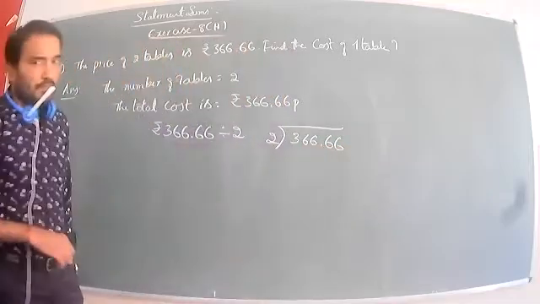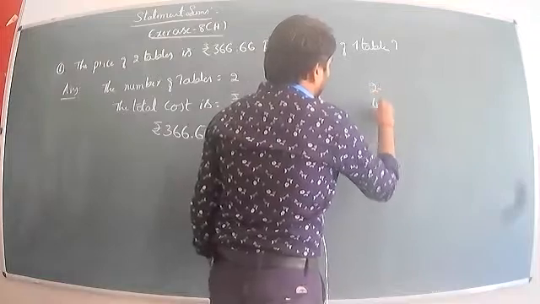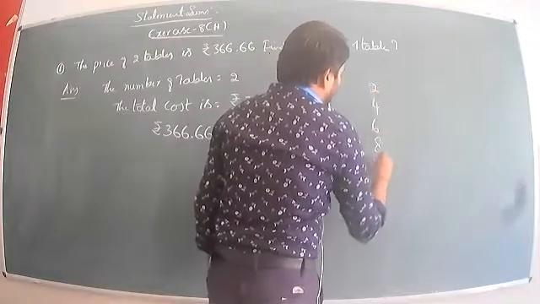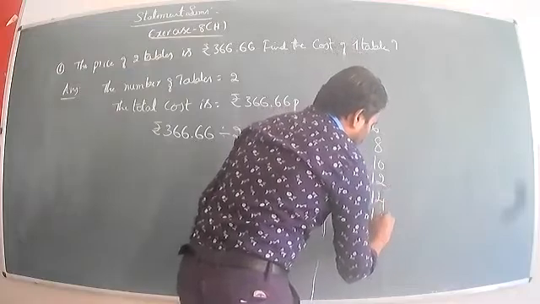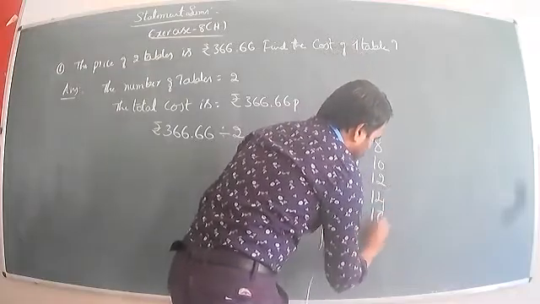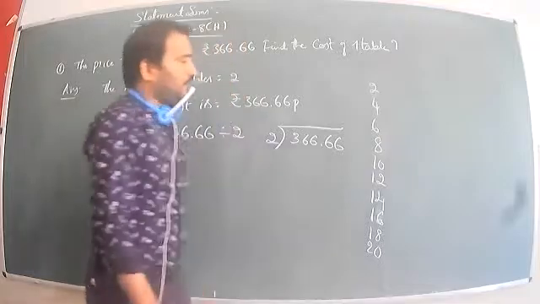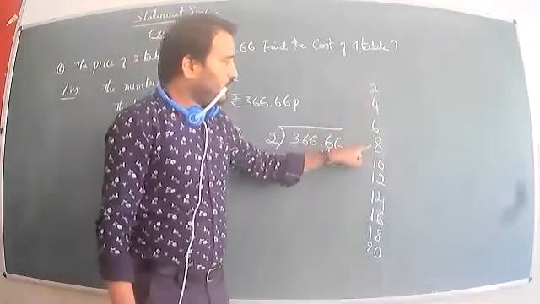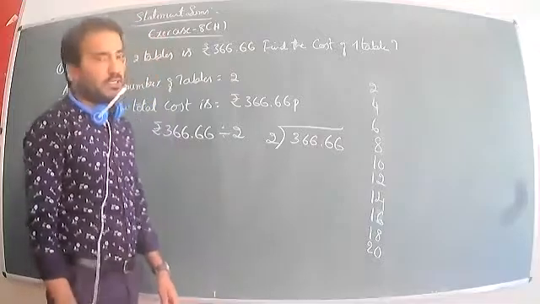Now write the table of 2. 2 1 the 2, 2 2 the 4, 2 3 the 6, 2 4 the 8, 2 5 the 10, 2 6 the 12, 2 7 the 14, 2 8 the 16, 2 9 the 18, 2 10 the 20. Yes, we can get the tables.